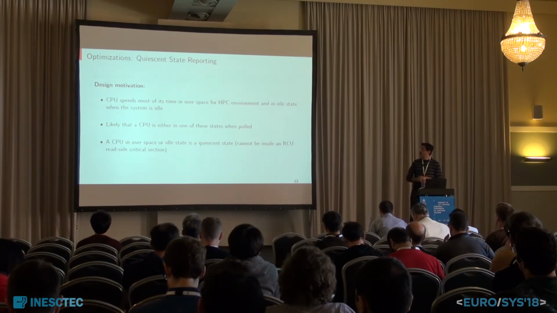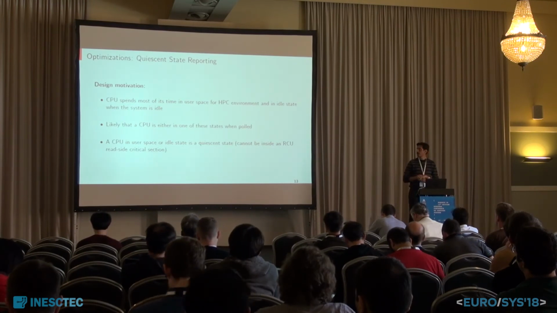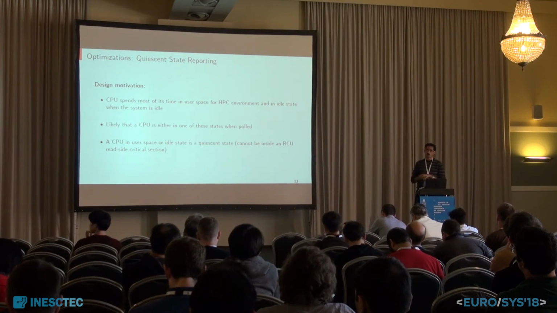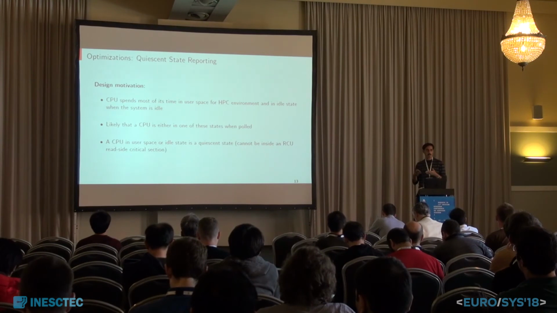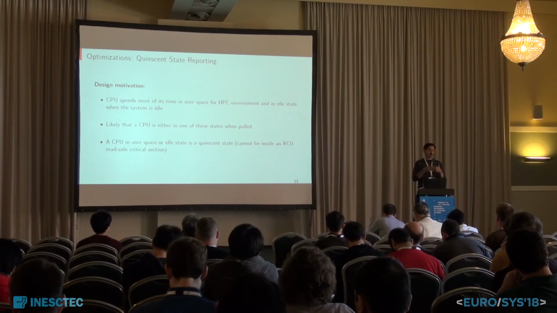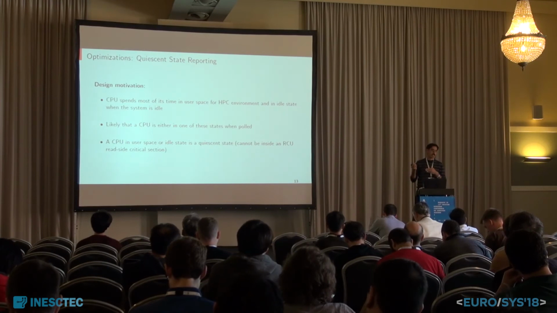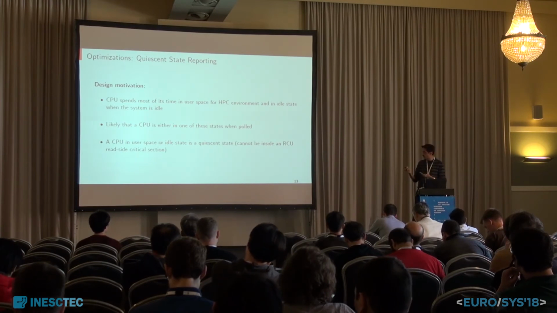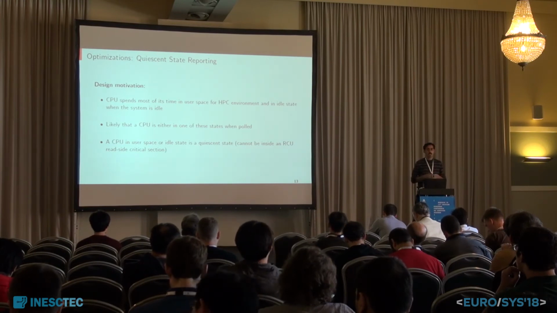For quiescent state reporting, the main design motivation is that in HPC and idle environments, the CPU spends most of its time in user space or in idle state. If we poll a CPU, it's very likely that we'll find that CPU in user space or in idle state. And we already know that a CPU in user space or in idle state is in a quiescent state, so a read-side critical section cannot be active in this state. So we exploit this information to optimize our quiescent state reporting.